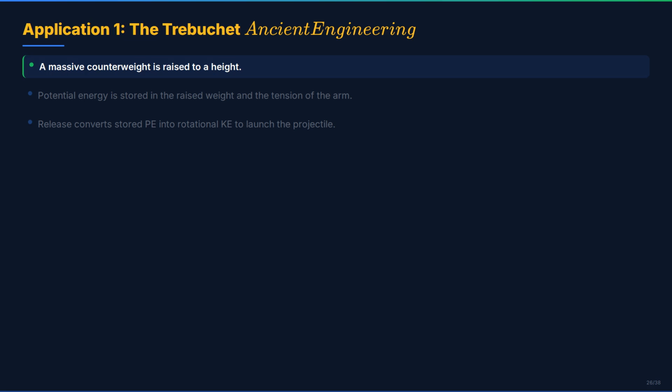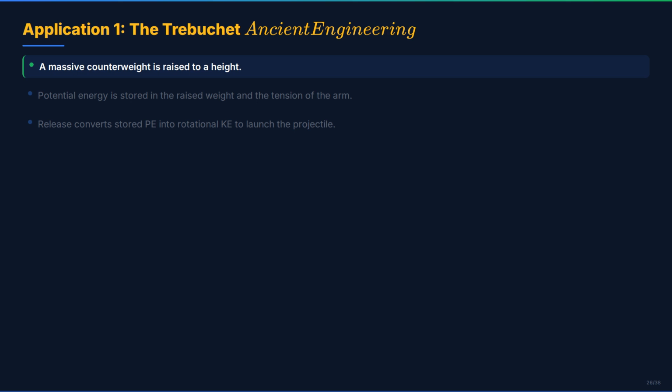The trebuchet was an incredibly sophisticated machine that relied entirely on potential energy. When the massive counterweight was lifted high up, it stored huge amounts of gravitational potential energy. When the mechanism was released, gravity pulled that weight down rapidly.